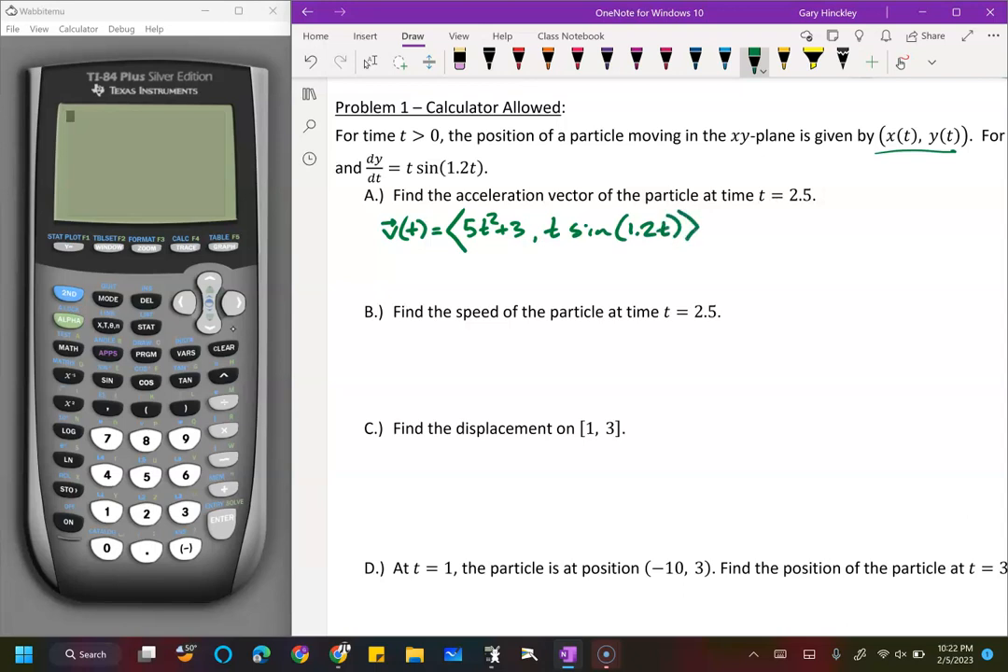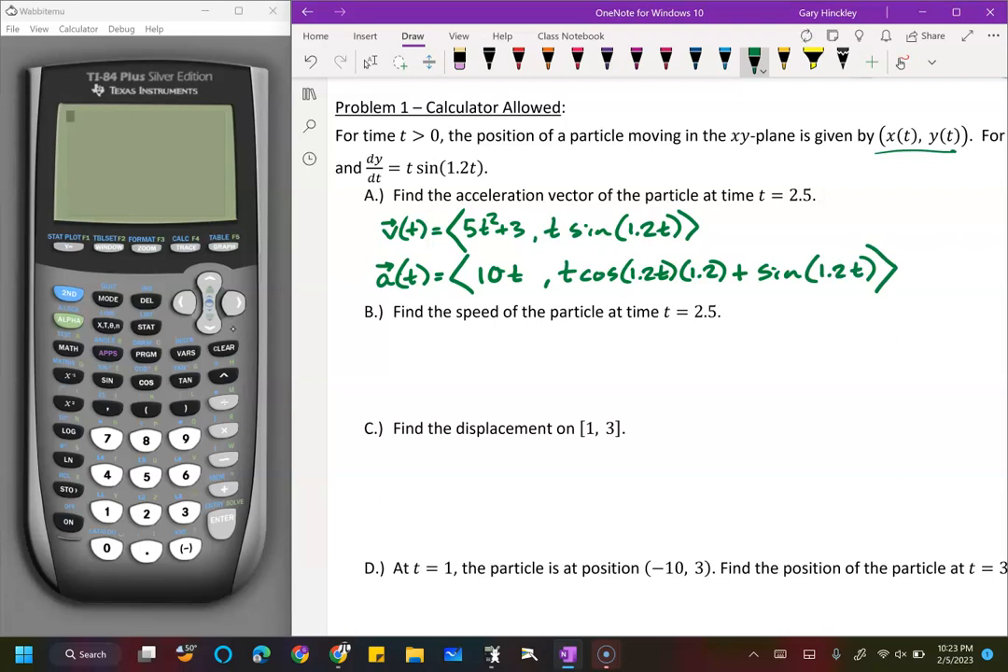So if that is my velocity, then our acceleration vector, which is the derivative of that, should be 10t, comma, and then this one is going to have to be a nice product rule here. So that is going to be t times the derivative of this, so cosine of 1.2t times 1.2, plus the derivative of t, which is just 1, so that would just be plus sine 1.2t. So that should be my acceleration vector.